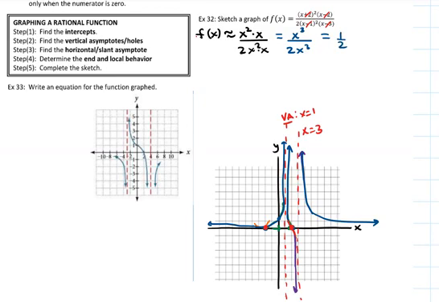So for very, very large values or very, very small values of x, your function is going to approach the constant 1/2. And if I could draw that in, the constant 1/2, that's actually your horizontal asymptote.